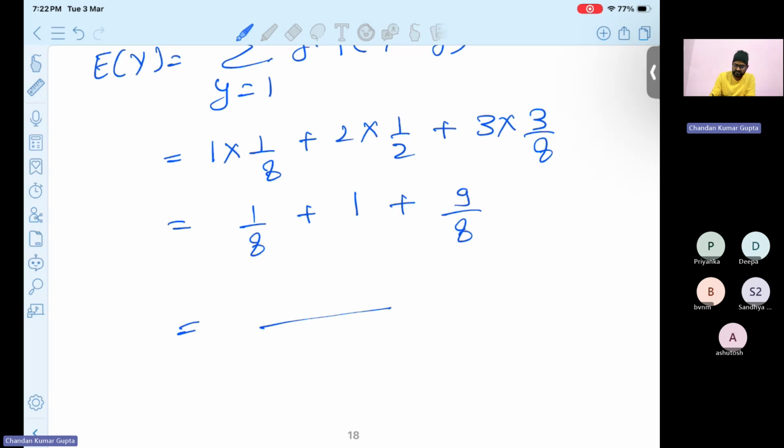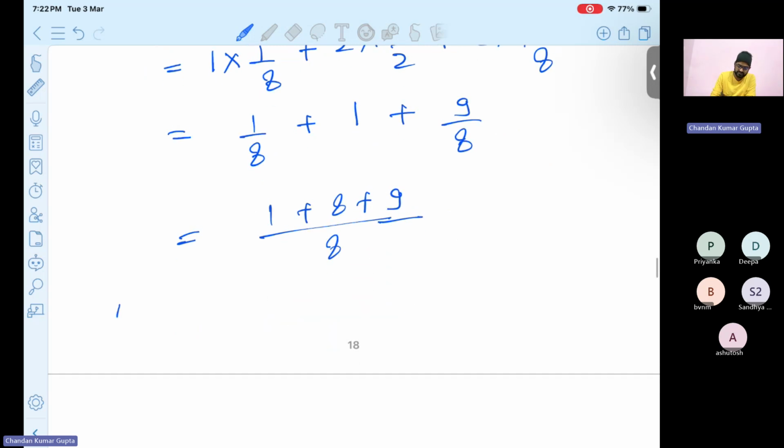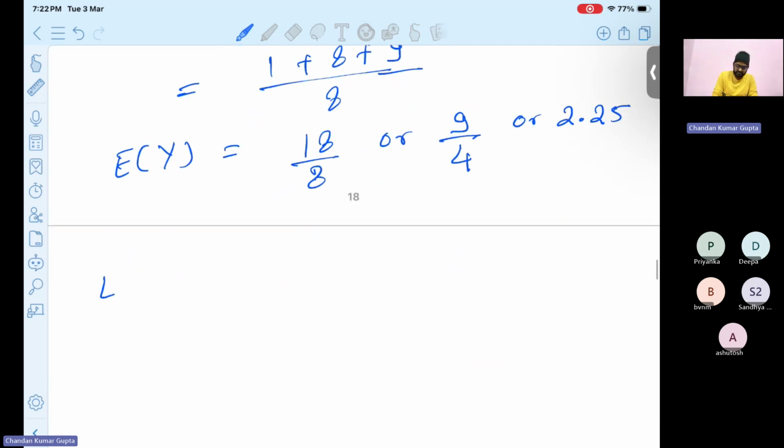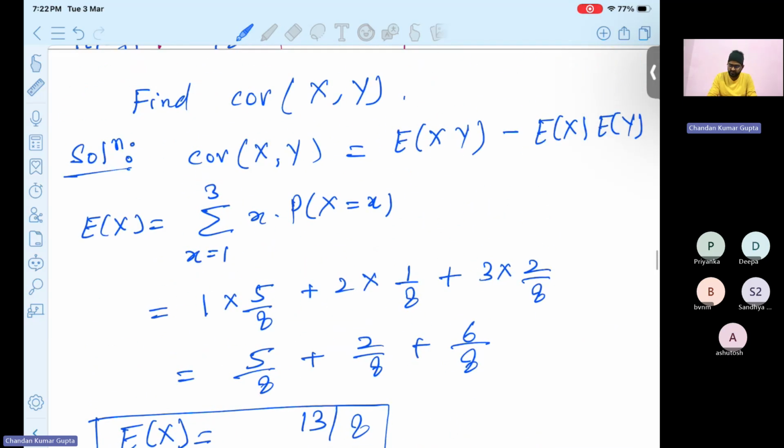So 1 plus 8 plus 9 comes out to be 18, so the expected value of y is 18 by 8 or 9 by 4. Sorry, it's 2.25 if you want to write it, but no need to write this. We will use 18 upon 8 only. Now the laborious one, that is the expectation of xy, because the formula contains expectation of xy.